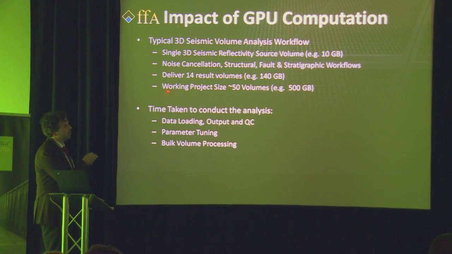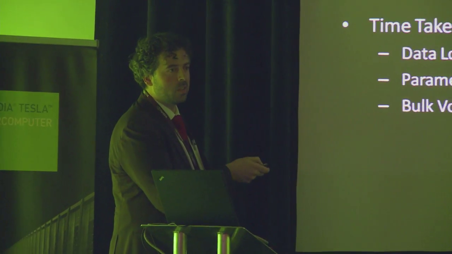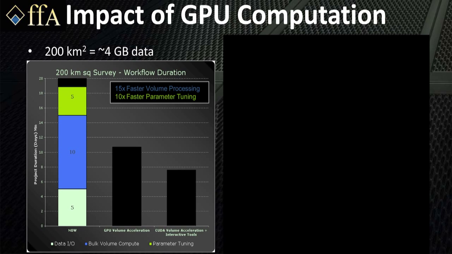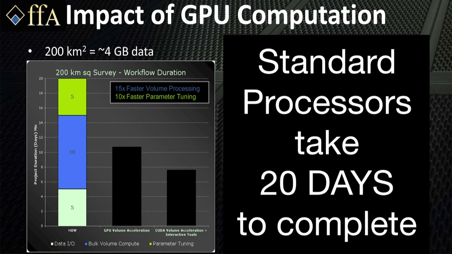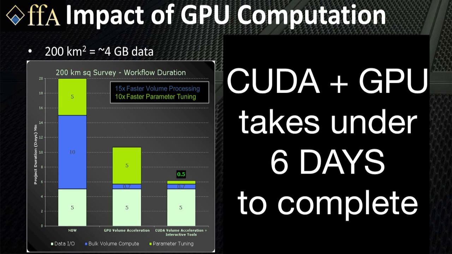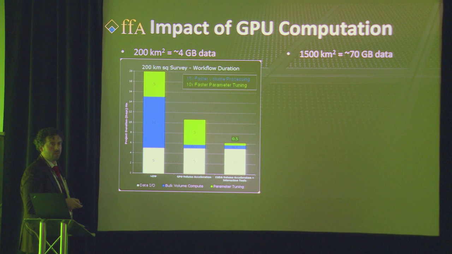And those interactive tools can effectively cut this out, because you can do a lot more testing, a lot more quickly. If you look at a 200 kilometer square data set, typical of the North Sea, a project would take 20 days to process those workflows. If we have that baseline 15% faster volume processing, that drops to 10. And if we assume that we can get an order of magnitude speed up in the parameter tuning because of the interactive tools, then we've dropped to say a week and a half to complete that project, most of it being in terms of data I/O and QC.